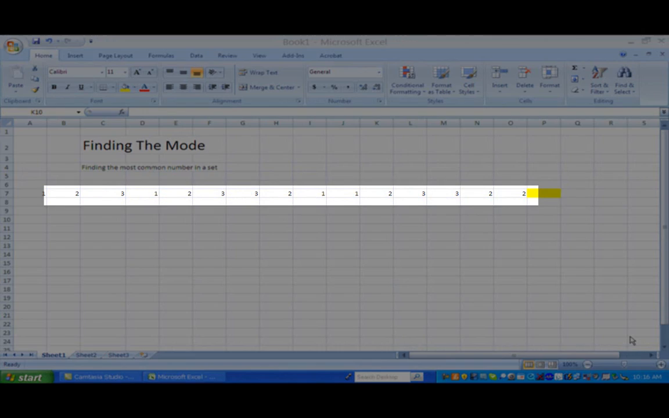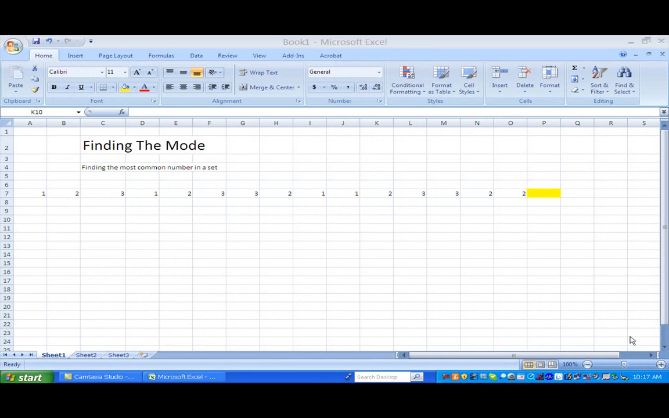So if you look on row 7, you'll see a bunch of numbers. I see 1, 2, 3, 1, 2, 3, 3, 2, 1, 1, 2, 3, 3. Wow, a lot of numbers. We're going to find the mode of all those numbers. Remember, mode means finding the most common number in a set.